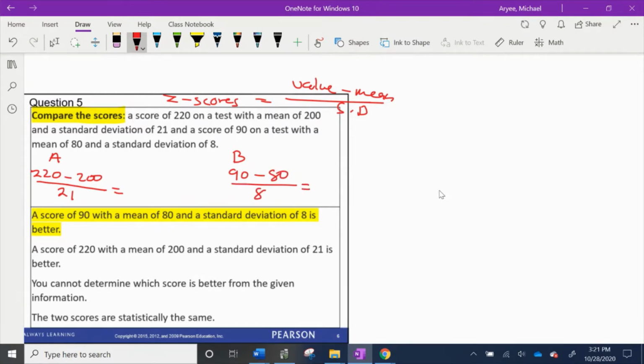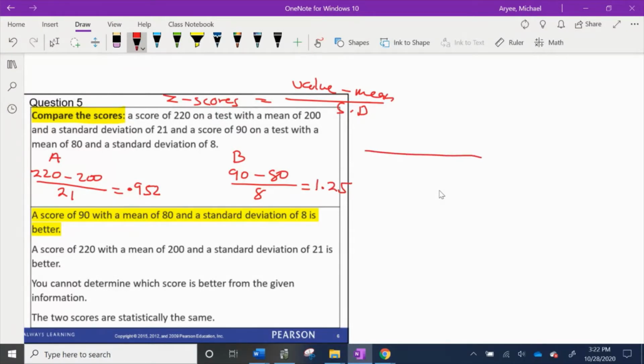Could someone be kind enough to do the calculation for us? Yeah, for A, it's 0.952. And then for B, if you have it, you can let me know. For B, it's 1.25.